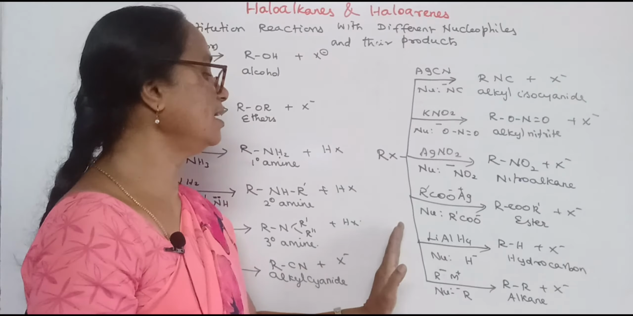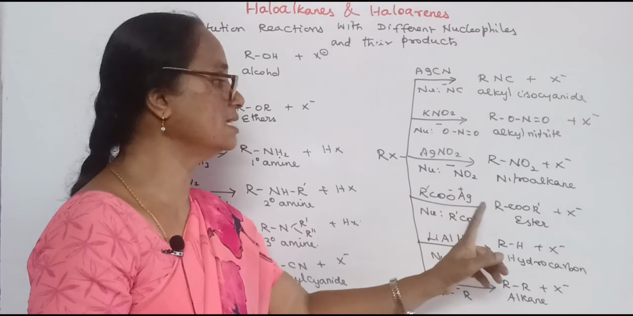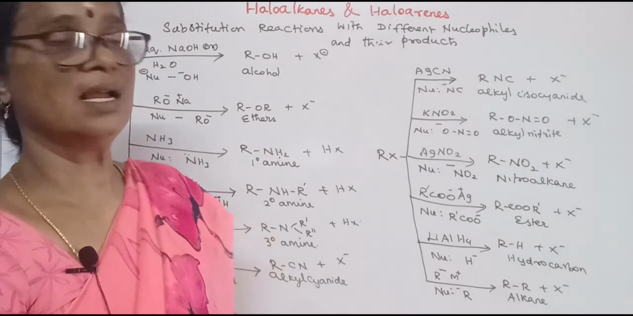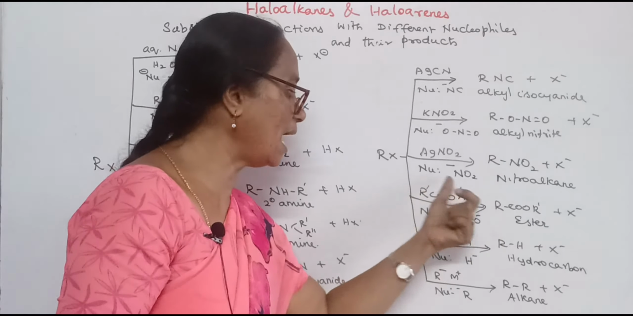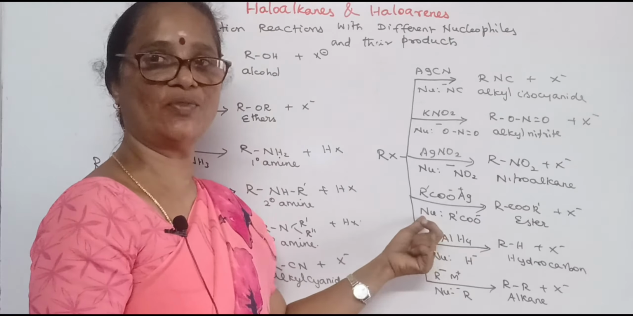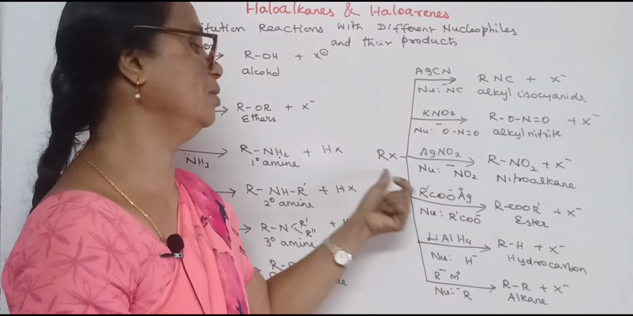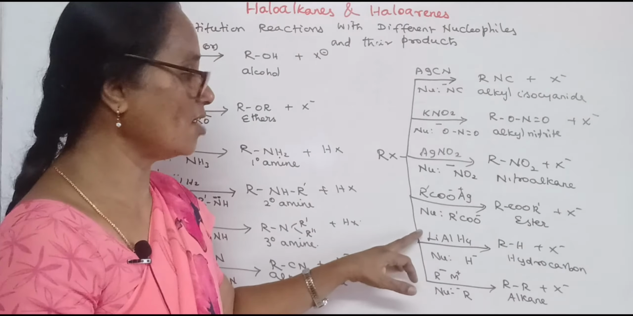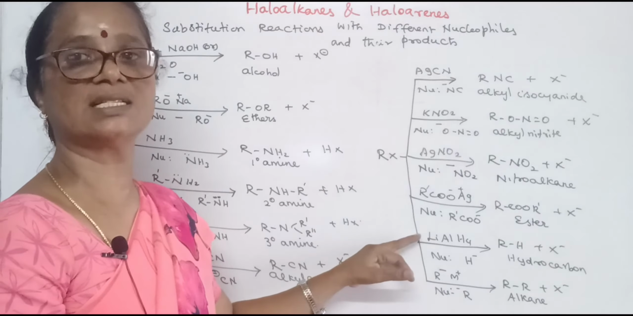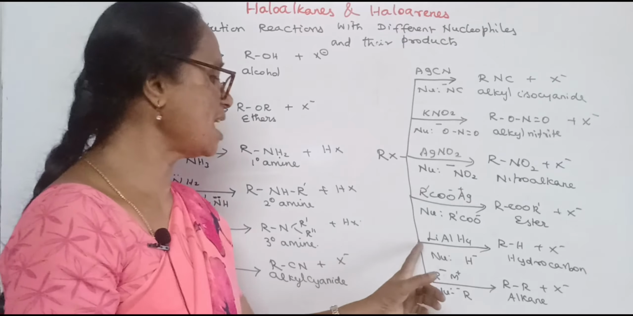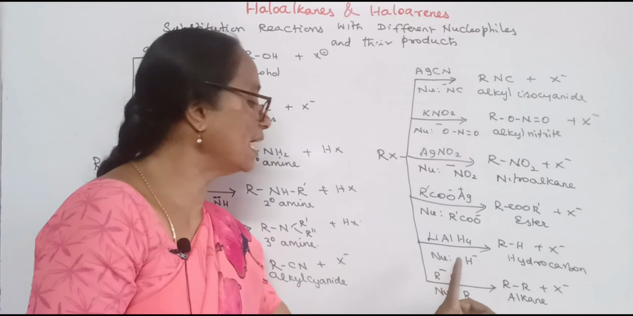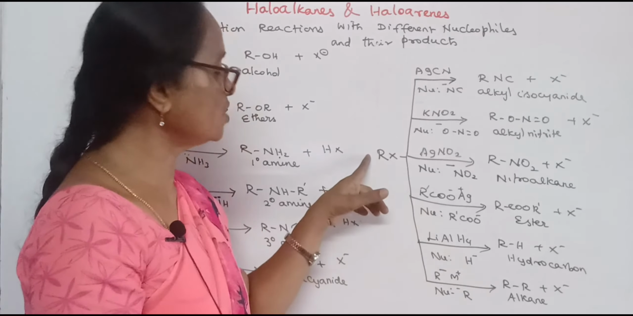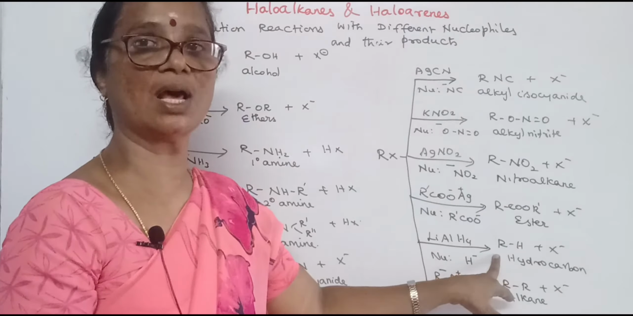And besides that, we may have the silver salt, in which we have taken RCOO minus Ag plus. So silver alkanoate, in which the alkanoate group behaves as the nucleophile. When it reacts with the alkyl group, we will get the product ester. Or in the case of the strongest reducing agents like hydrides, these are metallic hydrides, in which the hydride ion behaves as the nucleophile, where it links with the alkyl group to form hydrocarbon.